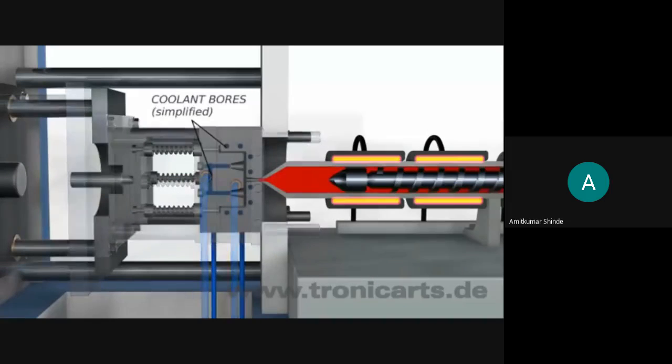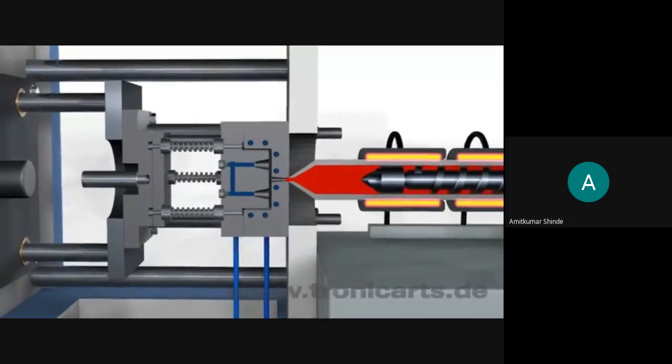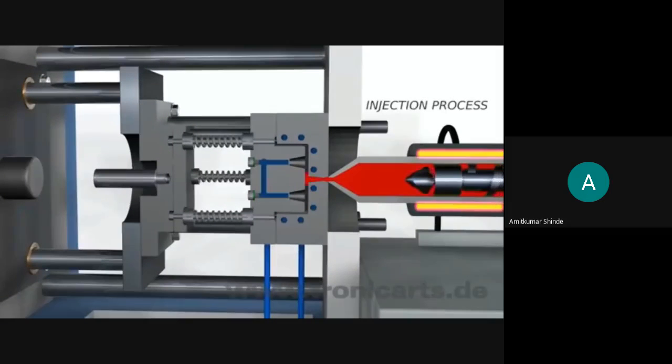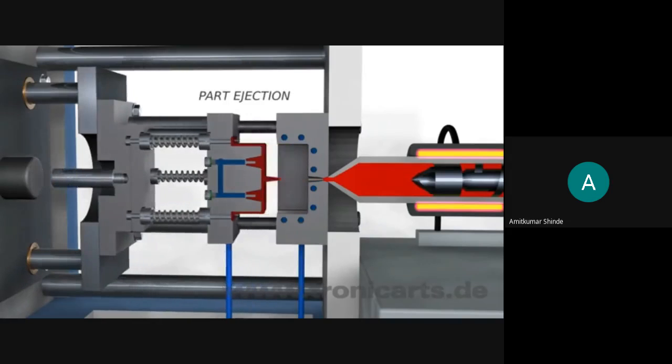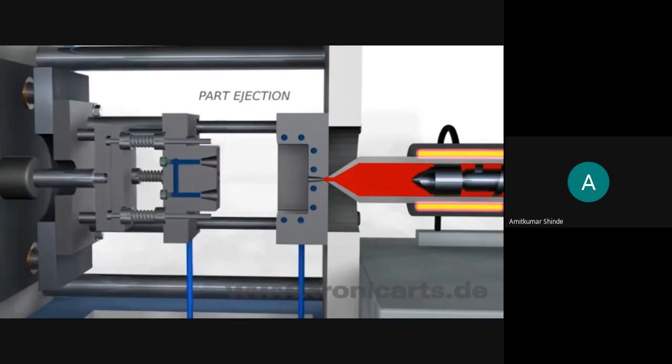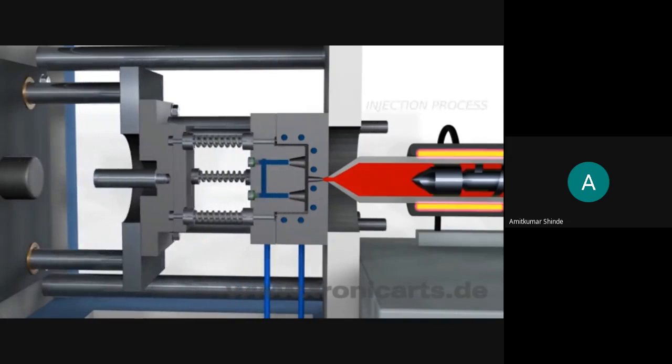Okay, at the tip of that screw, the molten plastic material is collected. Okay, and it is injected, and it enters into the mold cavity. Some time is provided for cooling. Okay, then part ejection is done with the help of that arrangement. Okay, you can observe it again.